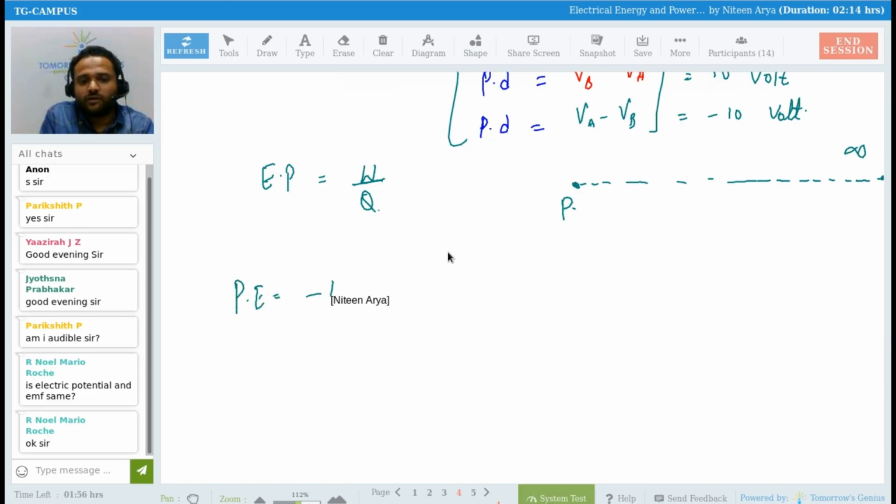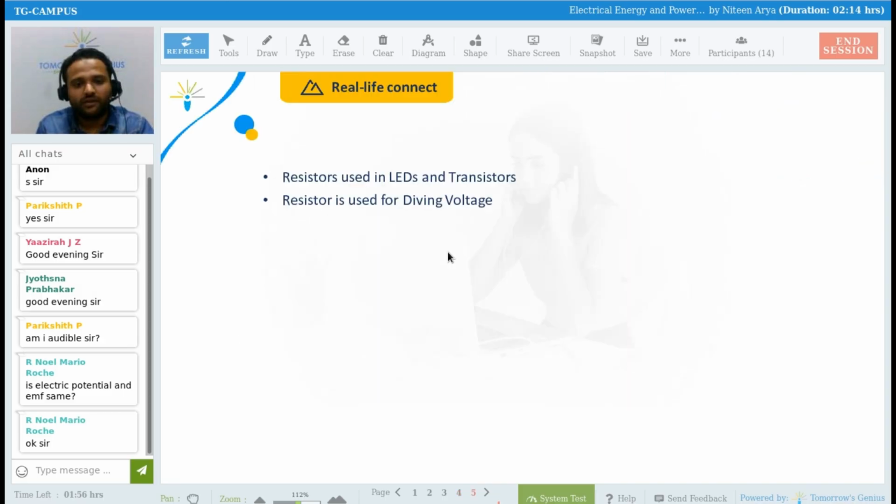Potential energy is nothing but the negative of work done stored in any system. Simple. You can see this in my previous lecture, and at the end, if time is remaining, I'll let you know how I can teach this also.